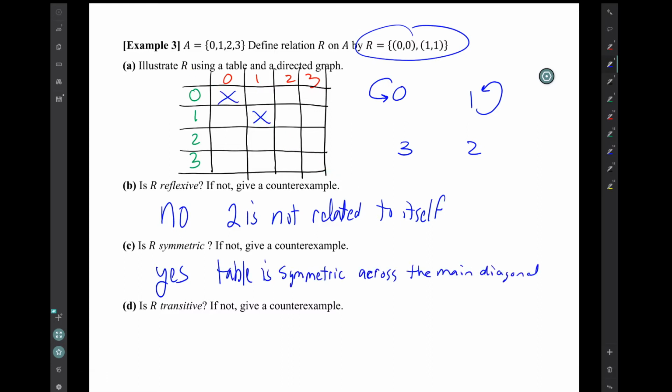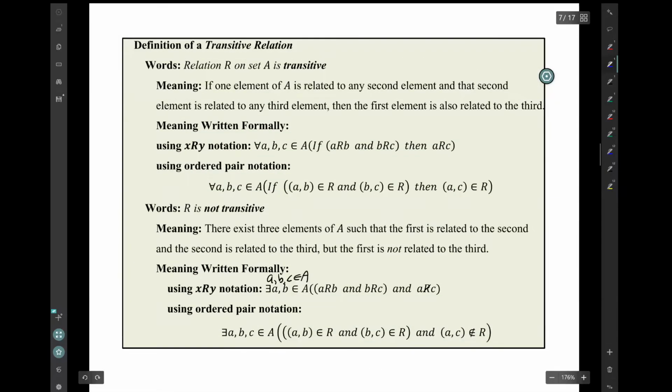Is this relation transitive? If not, give a counterexample. So again, this is confusing because the definition of transitivity involves 3 letters, A, B, and C. But we've seen that those don't have to be distinct letters. But the idea is, think about how a relation would fail to be transitive. You'd have to find 3 elements, A, B, C, such that A is related to B, and B is related to C, and A is not related to C.